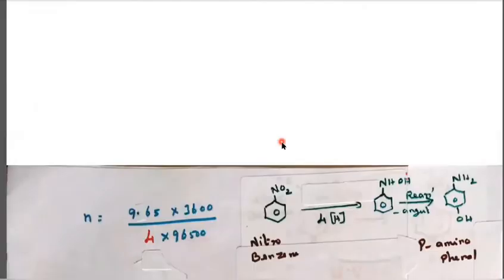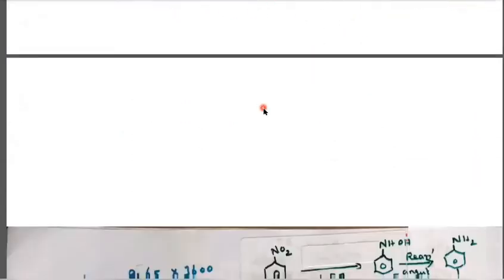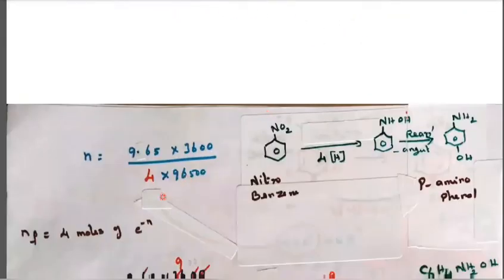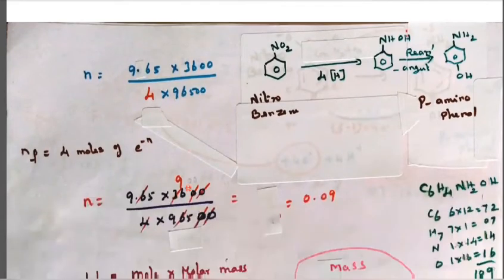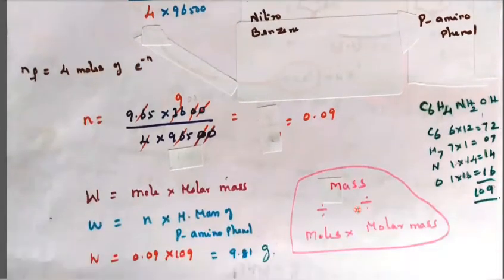So as per the formula, n equals IT by nF: current 9.65, time 3,600, and nF is the number of electrons involved, 4, and 96,500 coulombs. After substitution and simplifying, the value is 0.09. So 0.09 is the number of moles.